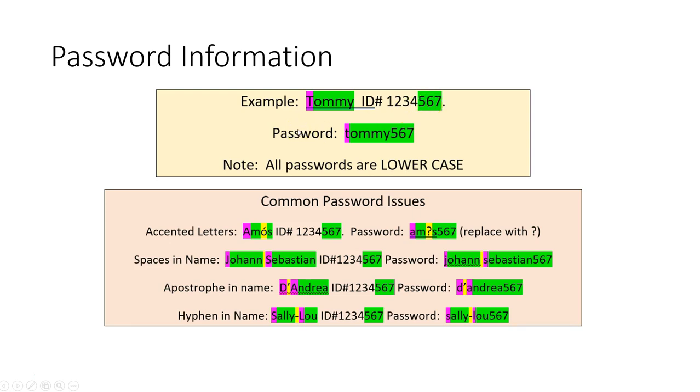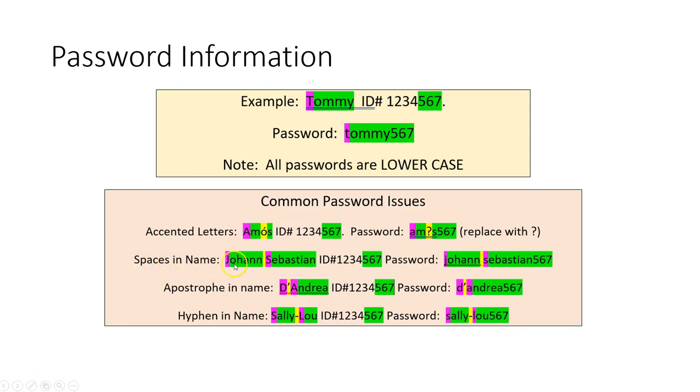You may run into a couple of common issues with your password based upon the way your name is presented in our system. For example, let's say you have the name Amos, where you have an accented O in your name. When this is converted to a password by our systems, that O is going to be replaced with a question mark. So your password is going to be lowercase a, m, question mark, s, 567. Again, we would grab the last three numbers from your student ID number and then your first name.